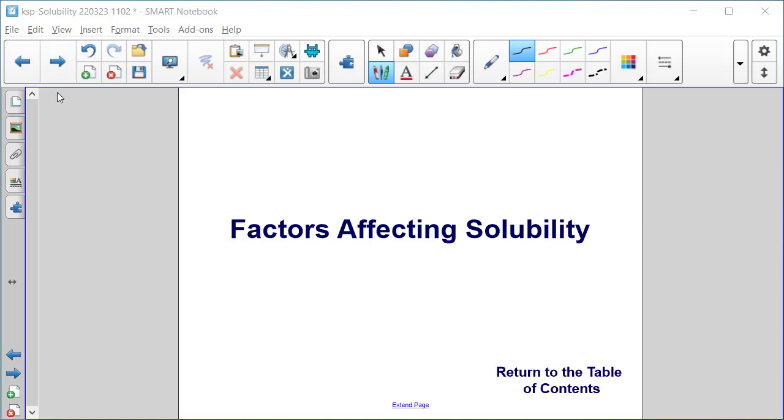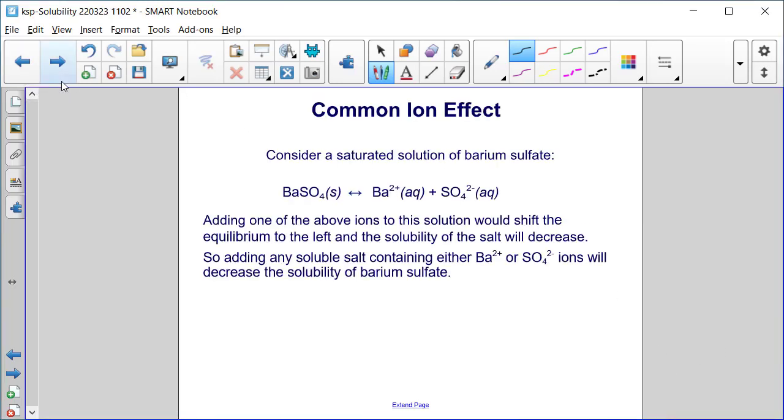Factors affecting solubility. Consider a saturated solution of barium sulfate, where we have barium sulfate solid in equilibrium with barium ions and sulfate ions. Adding one of the above ions to this solution would shift the equilibrium to the left, and the solubility of the salt will decrease. So, adding any soluble salt containing either barium or sulfate ions will decrease the solubility of barium sulfate.